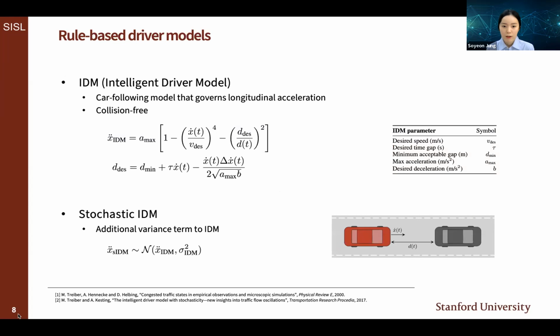For the rule-based driver models, I used the stochastic IDM and MOBIL. The IDM is a car-following model that governs the longitudinal acceleration along the lane, which aims to drive the vehicle at its desired speed while maintaining the safe separation from the front vehicle. The stochastic IDM encodes some stochasticity by adding a variance term to the standard IDM.